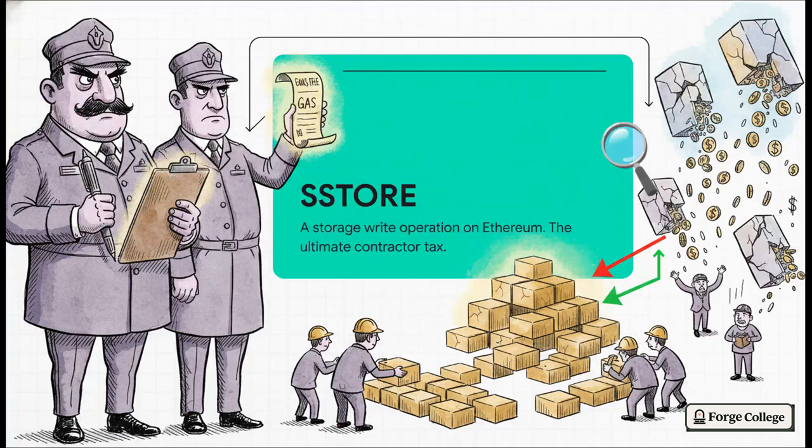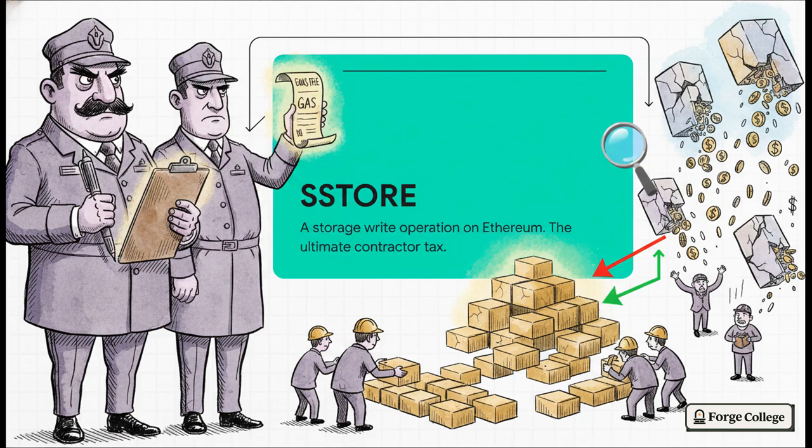Before we go any further, we absolutely have to talk about SSTORE. SSTORE is a storage write operation on the Ethereum network. I like to call it the ultimate contractor tax. The quote-unquote Ethereum building inspectors are incredibly strict, and they will charge you exorbitant gas fees every single time you permanently write data to the blockchain.